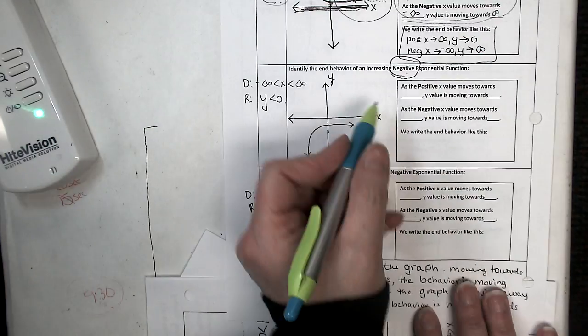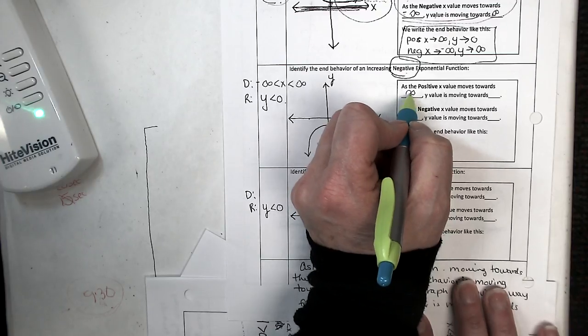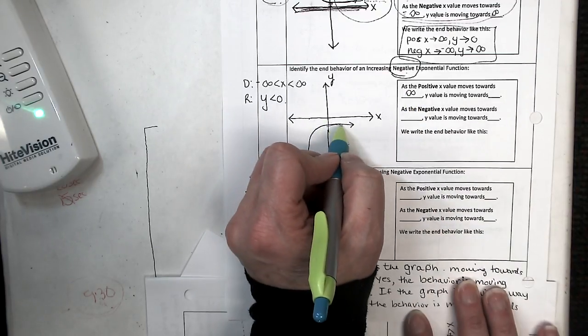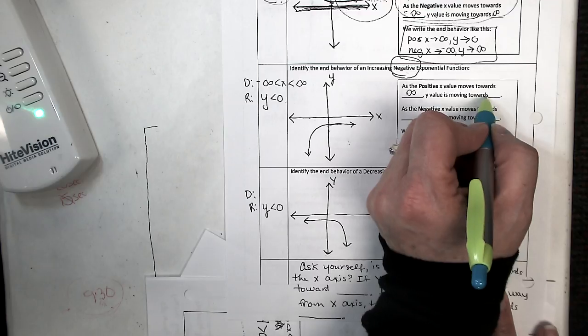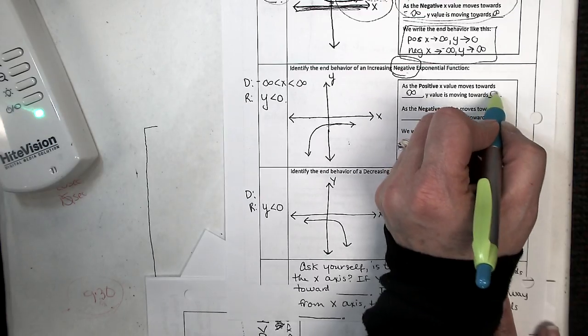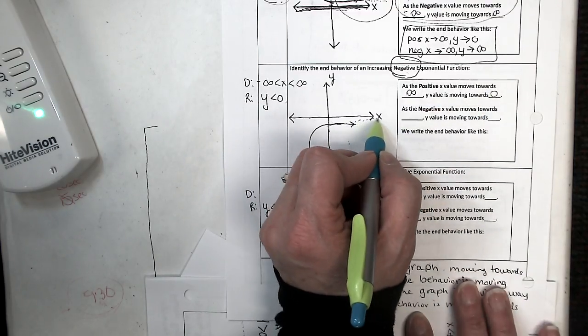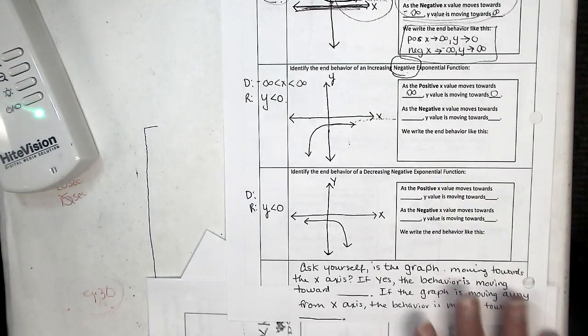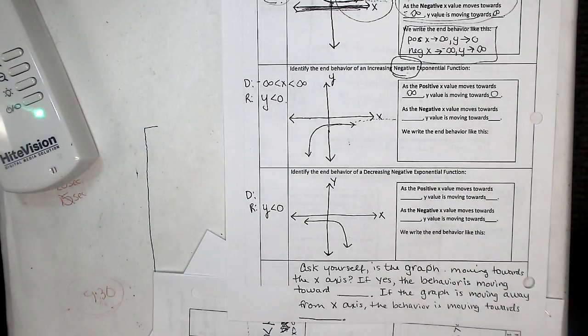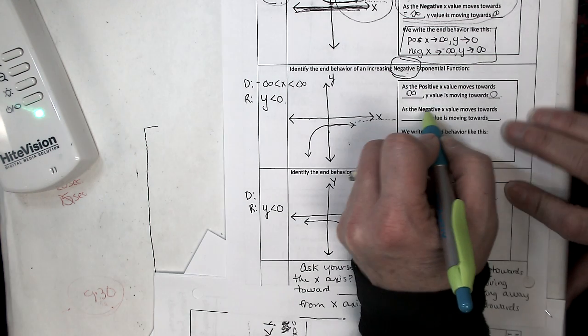Okay, as the negative x value moves towards negative infinite, the y value is moving where? Yeah, negative. Nice job. Way to catch that. It is infinite, but isn't it below the x-axis? So isn't it the negative y values? So we would write negative infinite. That's a little tricky.